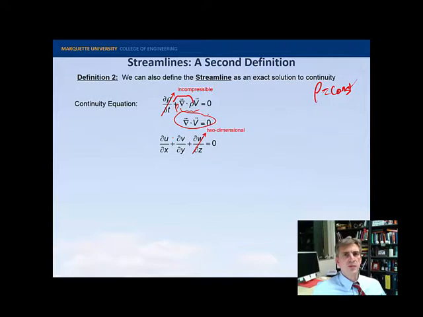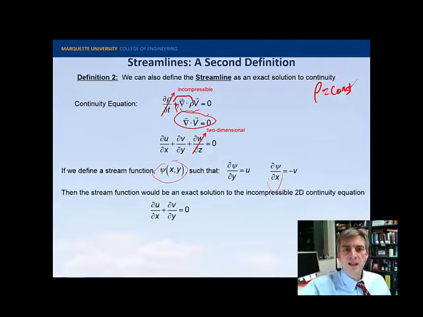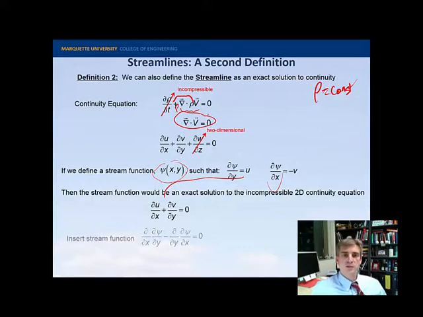If I make the further requirement that it's 2D, then I can define a streamline as being some analytic function psi, defined to be the u velocity when you take the gradient with respect to y, and the minus v velocity when you take the gradient with respect to x. If I substitute the definition of the stream function into the continuity equation, I get an exact solution. So this psi, defined in this way, exactly satisfies two-dimensional incompressible flow.